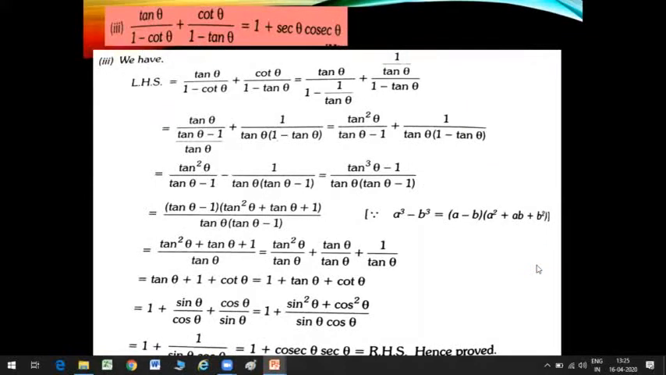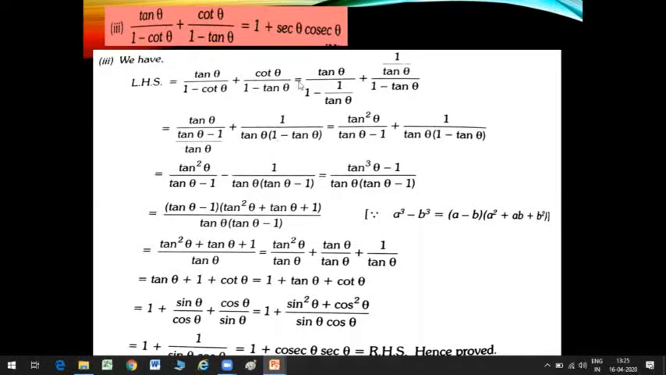Third part, prove that tan theta over (1 minus cot theta) plus cot theta over (1 minus tan theta) is equal to 1 plus secant theta into cosecant theta. Here we have left hand side tan theta over (1 minus cot theta) plus cot theta over (1 minus tan theta), which is equal to tan theta over (1 minus cot theta). We are writing 1 by tan theta, and then this plus sign, and then again cot theta we will be writing as 1 by tan theta divided by (1 minus tan theta). In this given left hand side, the cot theta we have written as 1 by tan theta.